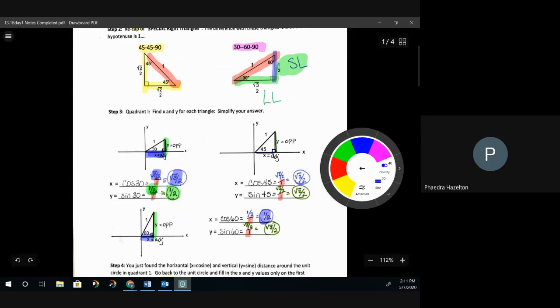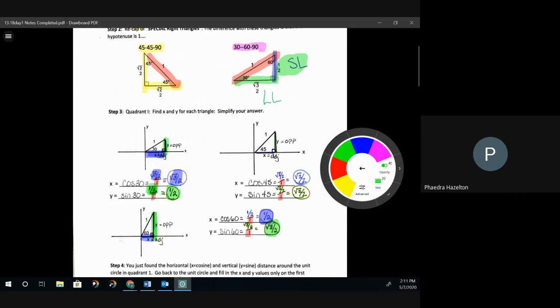The adjacent for cosine is going to be 1/2. And then for sine it's going to be the opposite, square root of 3 over 2. And if you look, y is a little bit longer. So when I think of this, I always look at my 30, 60, 90, and I think of short leg, long leg, short leg, long leg. And that's how I look at that.